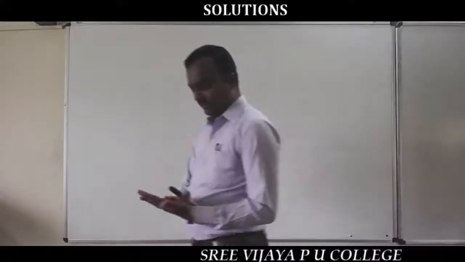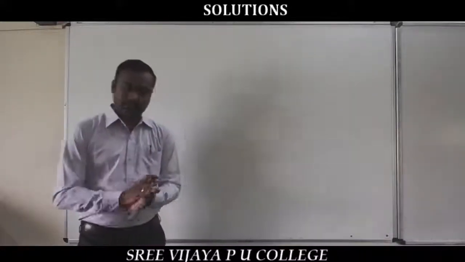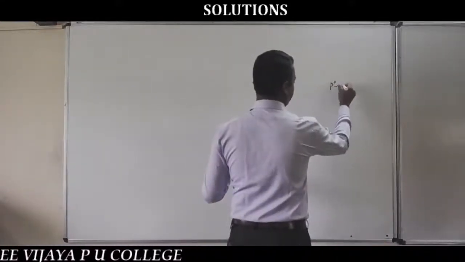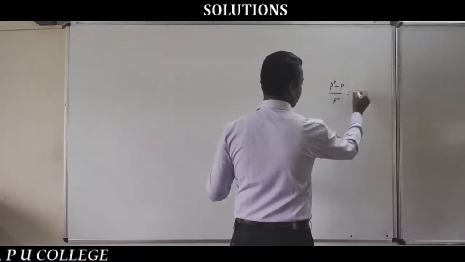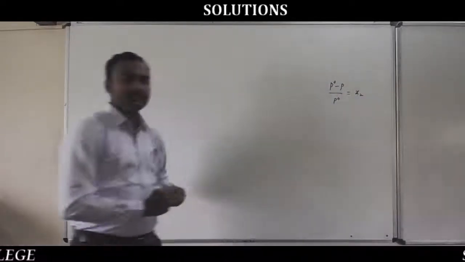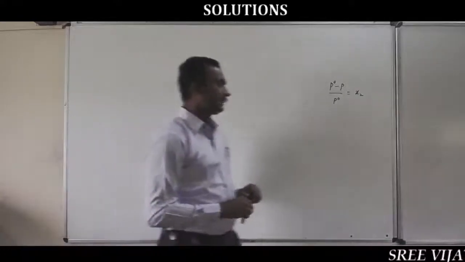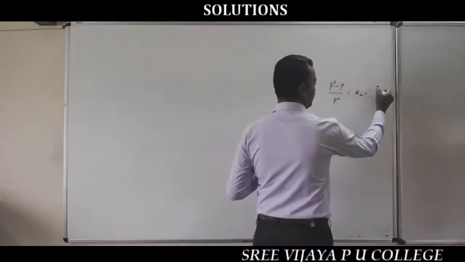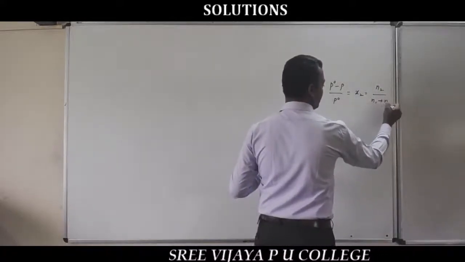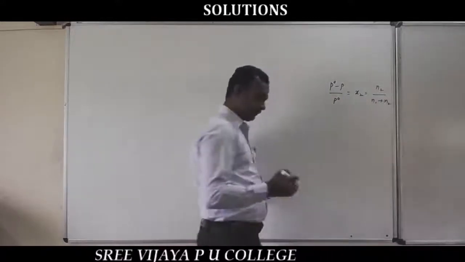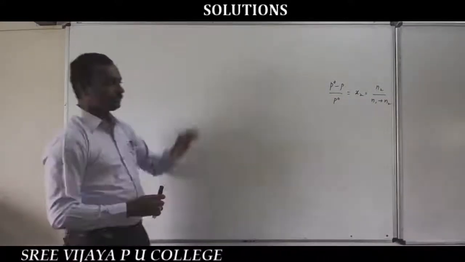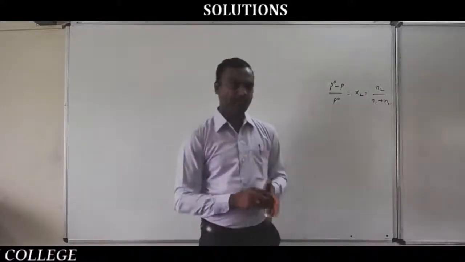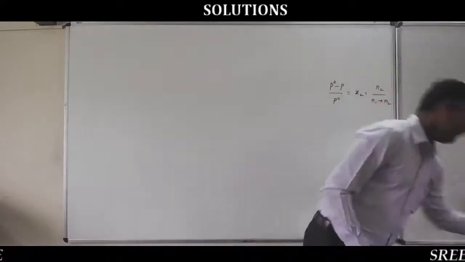Vapor pressure. We have also discussed some problems on relative lowering of vapor pressure. That's an important formula: P naught minus P divided by P naught is equal to X2. That is the relative lowering of vapor pressure, which is equal to the mole fraction of solute, X2 equals N2 divided by N1 plus N2. That is the number of moles of solute divided by the total number of moles of solution. Based on that, we already discussed some problems.